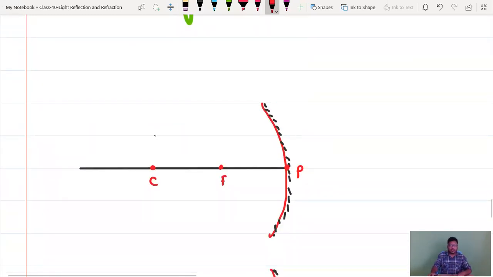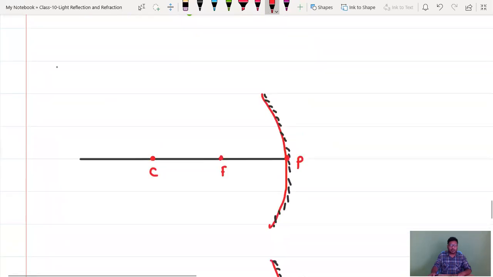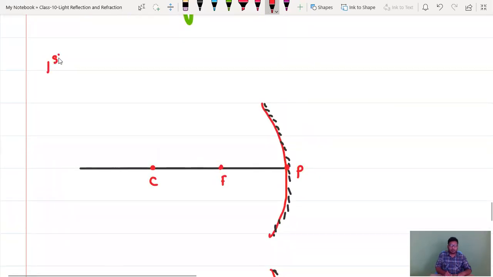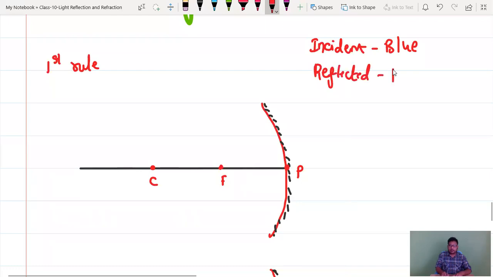Okay, let us see the first rule. 4, what I told, 4 rules we have. First rule, when, guys, here the incident ray I will mention with blue color, and the reflected ray with rose color. Please make sure.